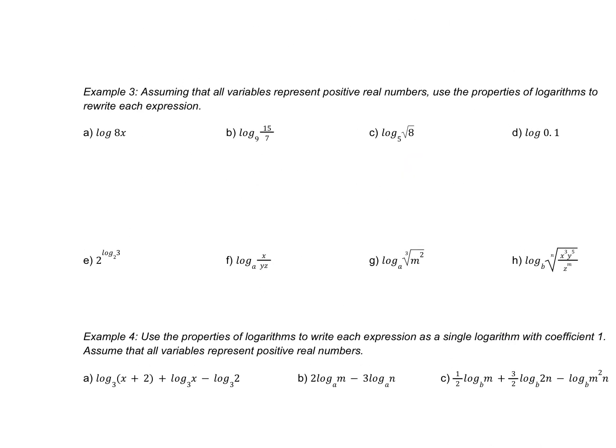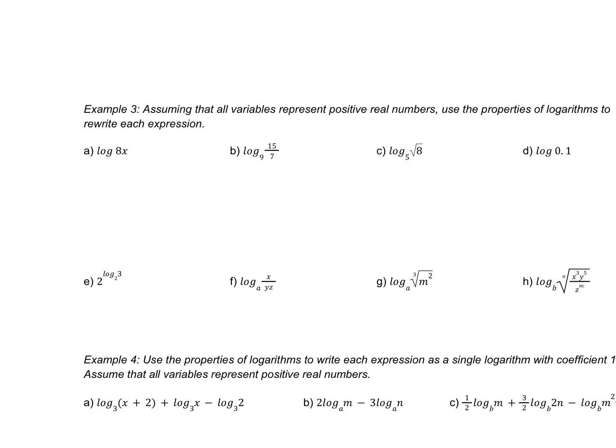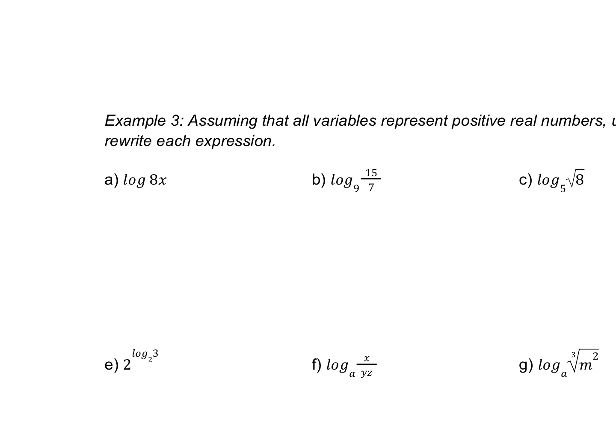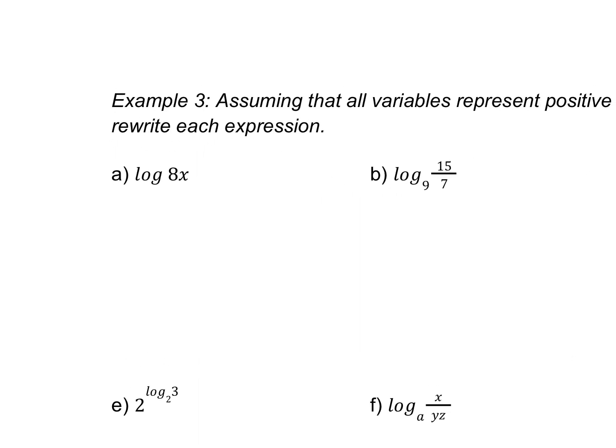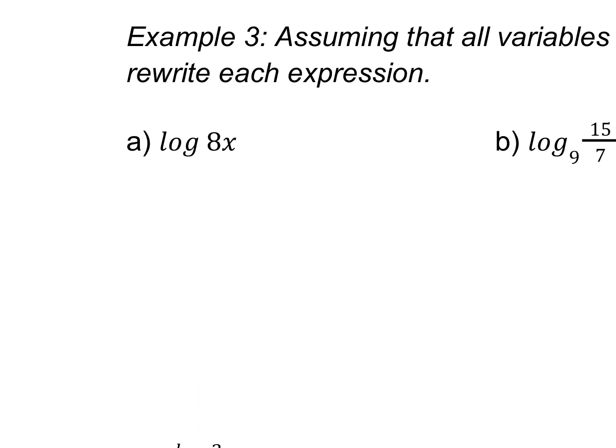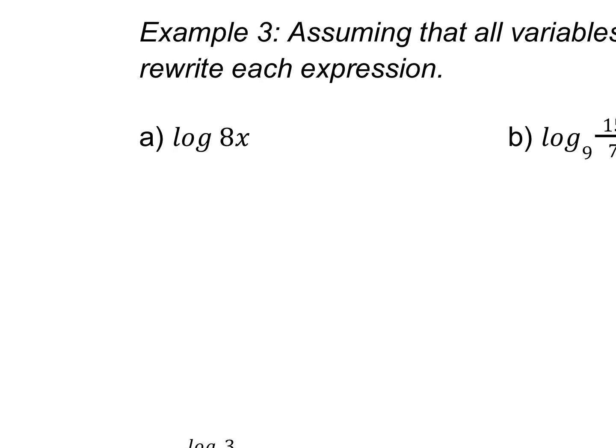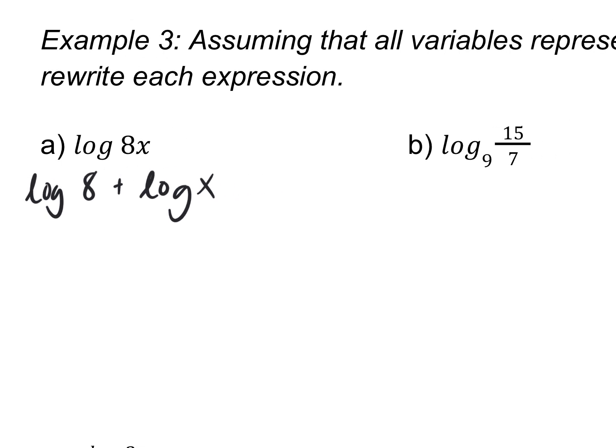Example 3 here, we are expanding our logs using these 3 properties: product rule, quotient rule, and power rule, okay? It starts off easy and gets a little more difficult as you move on. So stay with me or work ahead of me, either one. Log of 8x, being multiplied together, so I'm going to expand it by using what operation? Addition. Log of 8 plus log of x. That's it. Letter B, log base 9 of 15 divided by 7. I would subtract those using division, which means I subtract with the same base.